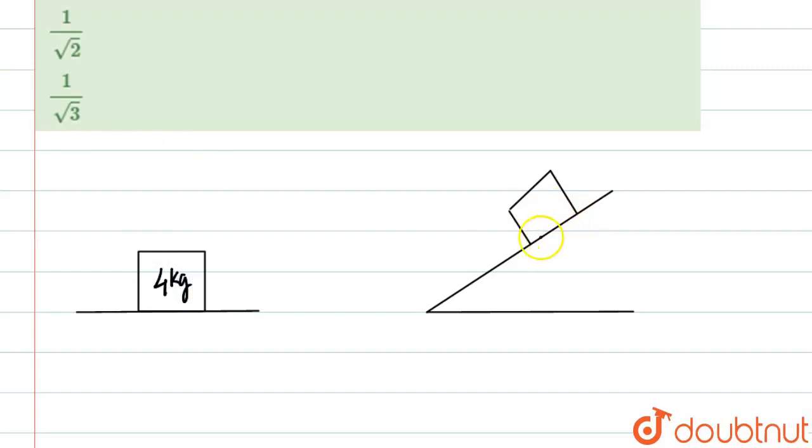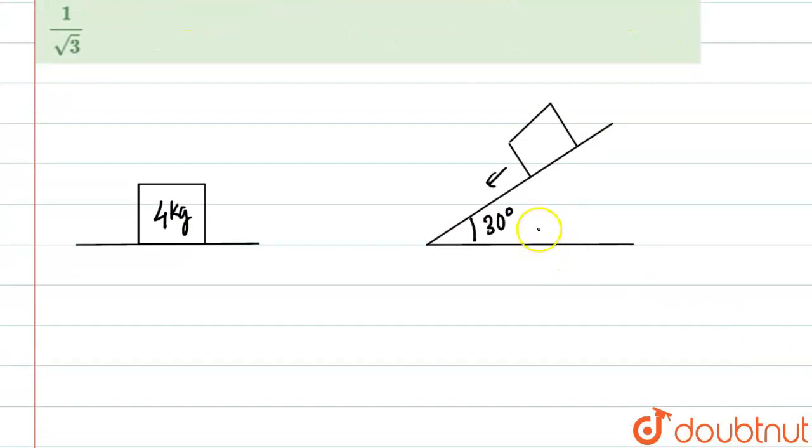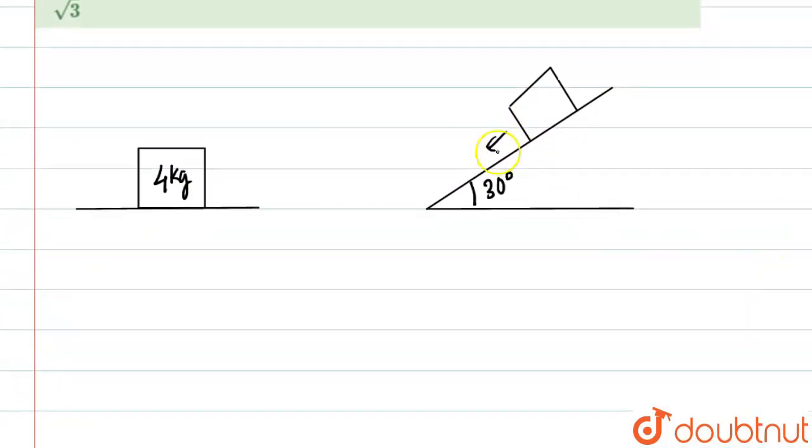So now at this angle of 30 degrees the block starts moving. Why did I tell 30 degree? Because it is 60 degree from the vertical. Means if it is 60 degree from the vertical, then it is 30 degrees over here, because in the perpendicular there is only 90 degrees. So now in this situation we have to find the coefficient of friction of this plane, mu.